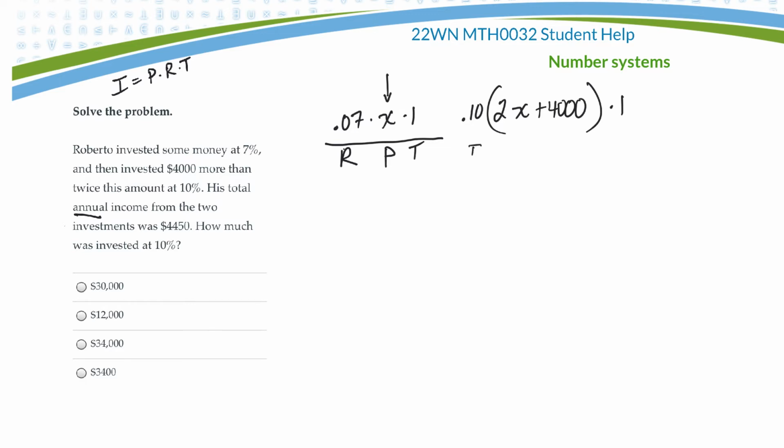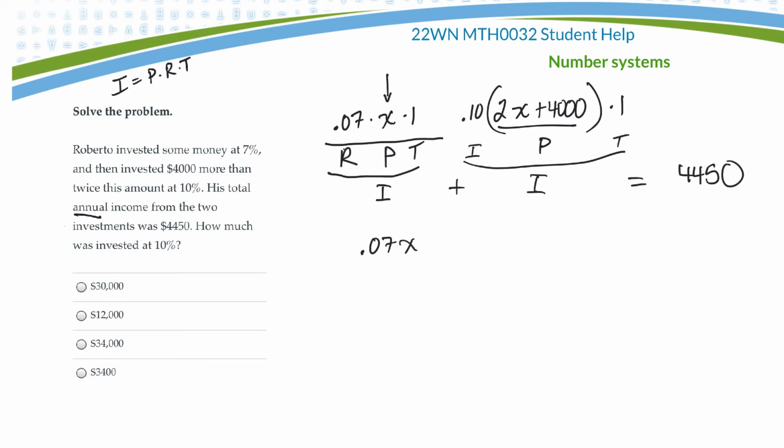So again, here's the interest, here's the principal, that's how much they put in, and here's the time. So if I calculate the interest here, because that's equal to interest, and the interest here, and if I add those together, it came out to $44.50. Okay, so what I have from the first one, I have 0.07x plus 0.10 times 2x plus 4,000 is equal to $44.50. Notice I didn't include the 1 because when you multiply by 1, it doesn't change things.